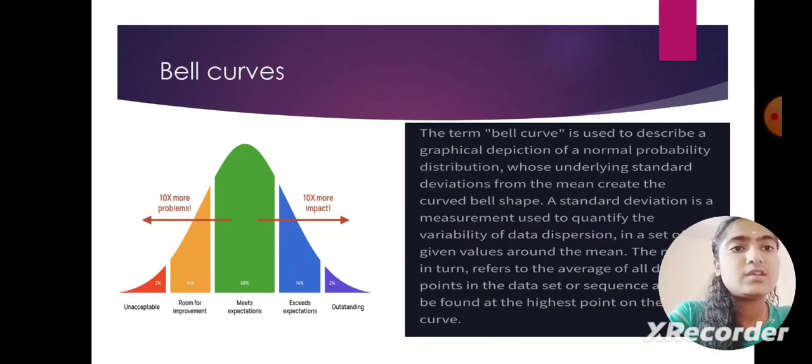A standard deviation is a measurement used to quantify the variability of data dispersion in a set of given values around the mean. The mean in turn refers to the average of all the data points in the data set or sequence, and can be found at the highest point on the bell curve. Bell curves are described as a graphical depiction of a normal probability distribution, as we can see in this image, whose underlying standard deviations from the mean create the curved bell shape. A standard deviation is also the measurement used to quantify the variability of data dispersion around the mean.